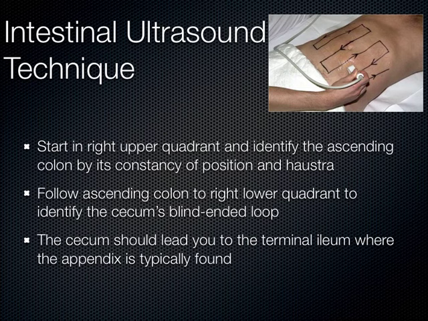You're going to follow that ascending colon. First, I go down to the right lower quadrant, looking around where the appendix would be, okay? And the cecum's got a blind-ended loop down there, and that's the location where you'll find the terminal ileum, and the appendix will pop right off the terminal ileum. And do I always see those structures? No, but I know that that's where they're supposed to be. And really what I'm doing, especially when it comes to appendicitis, is I'm looking for a non-compressible tubular structure down there. I'll get into that in a minute.